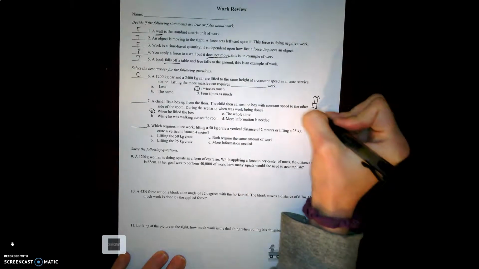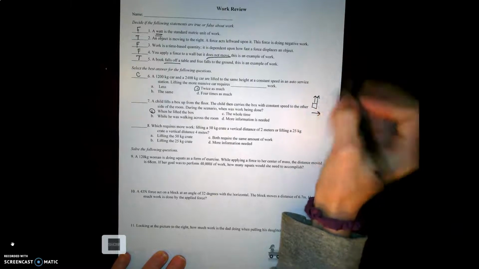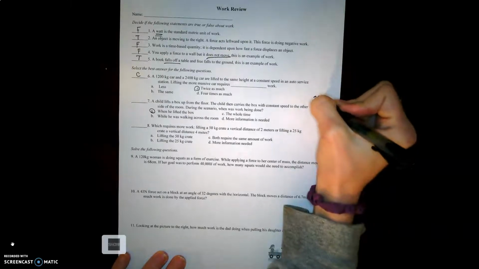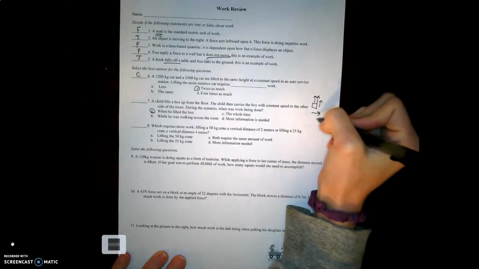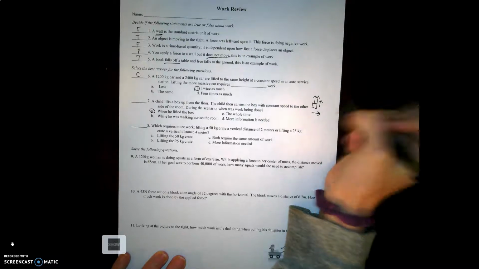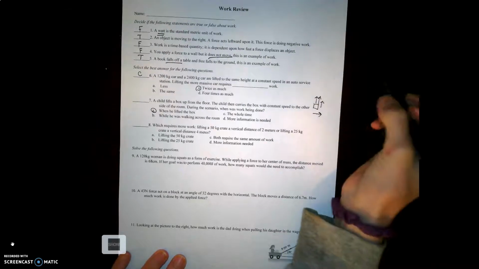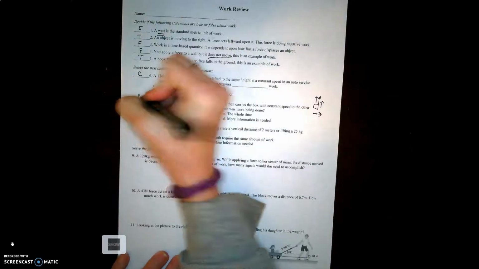Carrying an object requires you to go horizontally, and carrying the object also requires you to continue that force going up. Those are not in the same direction, so no work is being done. Because that's a 90-degree angle, cosine 90 will give you 0. Anything times 0 will be 0 work. So A is your answer for that one.